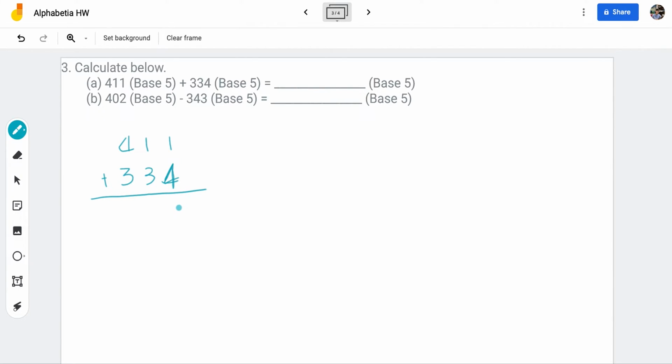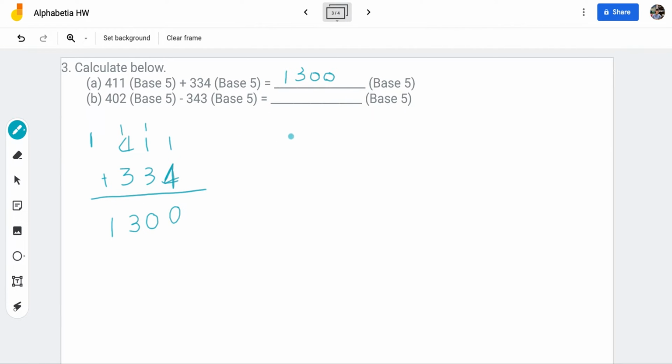5 units is the same as 1 long. So we can regroup that as 1 long, but there's no units left. Then how many longs do you have? Now you have 3, 4, 5 longs. When you have 5 longs, you can regroup that as 1 flat, and there's no more longs left. When you have 5 flats, that is the same as 1 cube, and there's only 3 flats left, and you have 1 cube there. So this is 1, 3, 0, 0 in base 5.